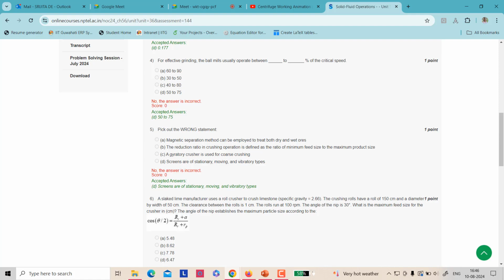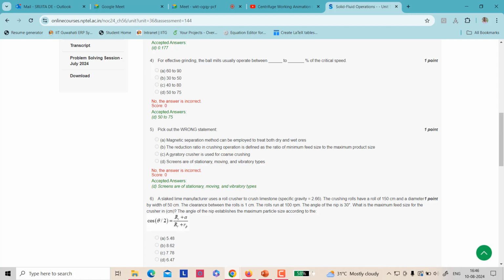Magnetic separation method can be employed to treat both dry and wet tools. Reduction ratio in crushing operation is defined as the ratio of minimum feed size to maximum product size. Gyratory crusher is used for coarse crushing. Screens are stationary, moving, and vibratory types.